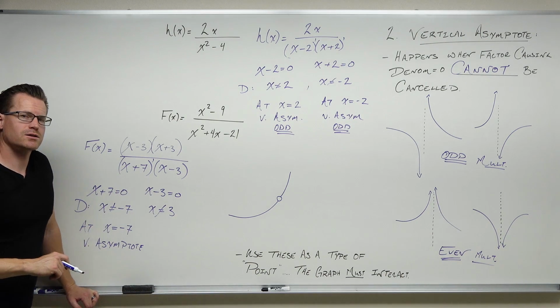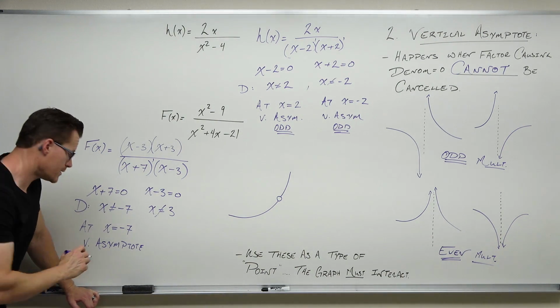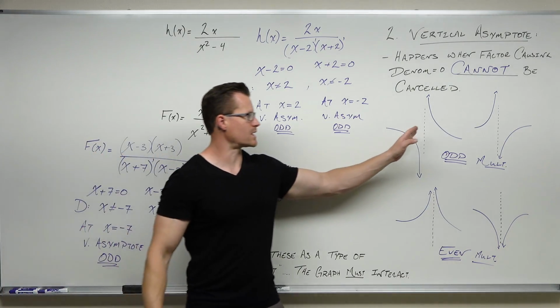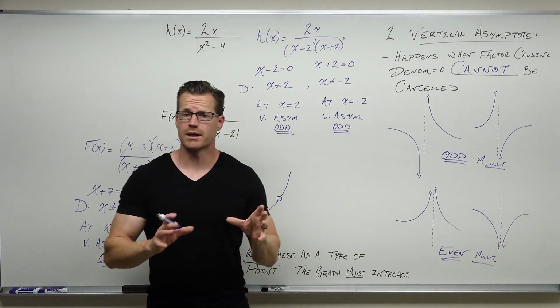And because the factor has a power of 1, it's an odd multiplicity. A vertical asymptote looks like this or like that. So that's what we're going to get graphically.